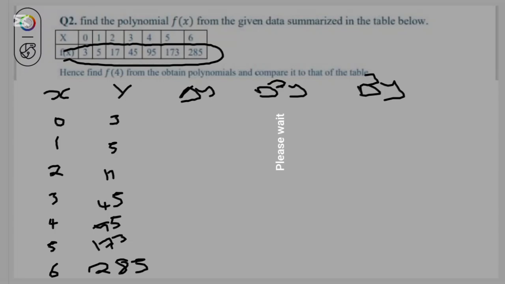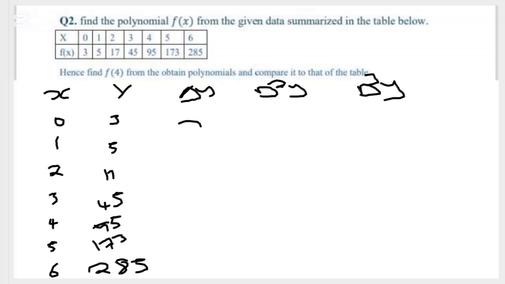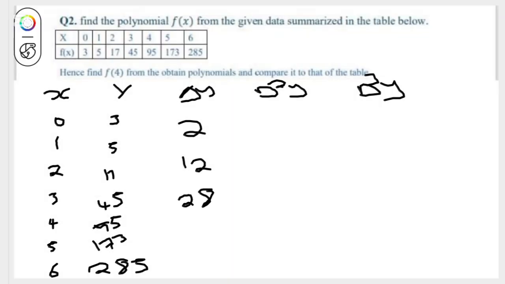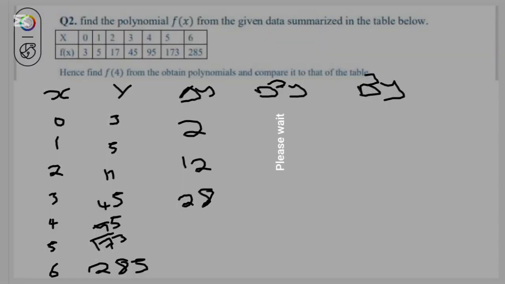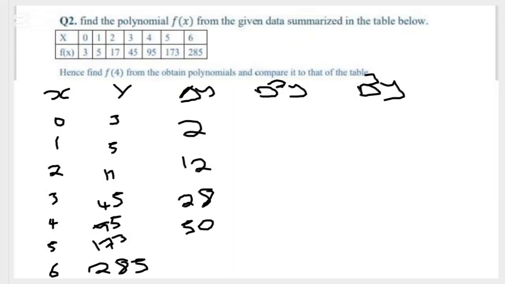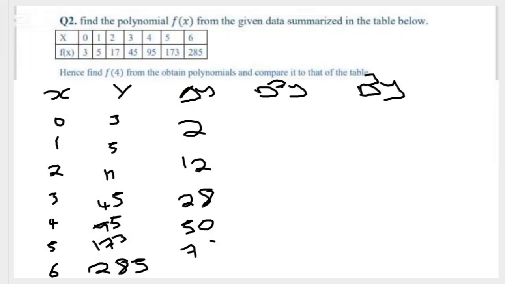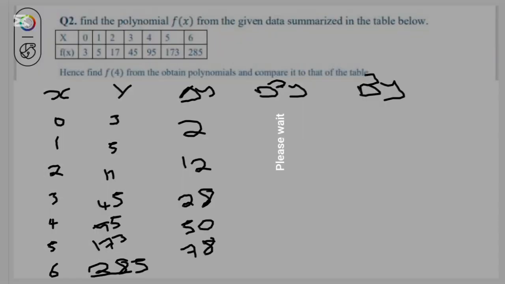The first thing that you are going to do is subtract 5 minus 3, you got 2. Also subtract 17 minus 5, you will get 12, and also 45 minus 17, you get 28, and also 95 minus 45 will get what? 50. Also 173 minus 95, I'll get 78.